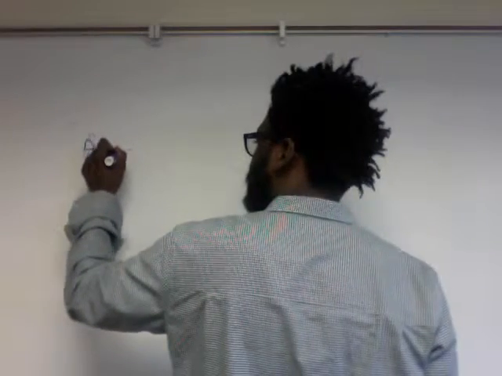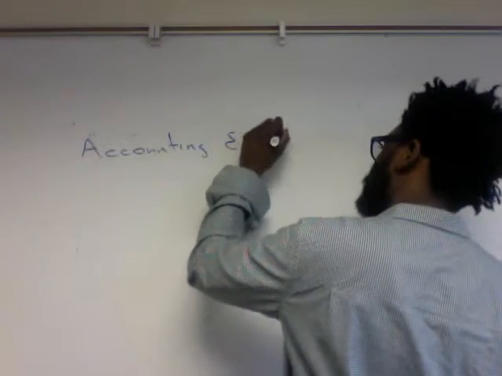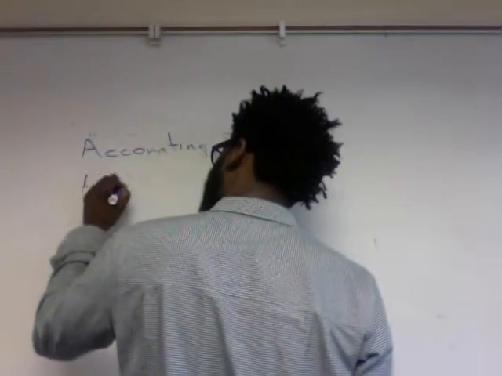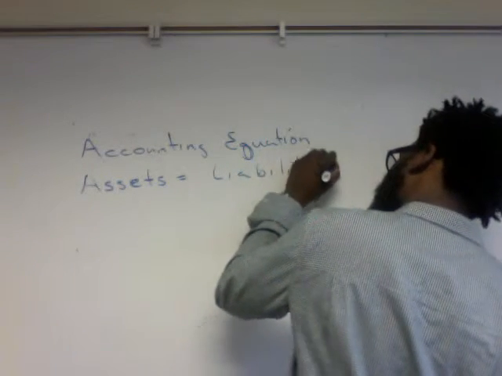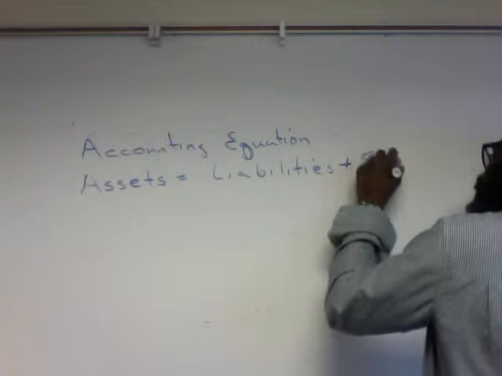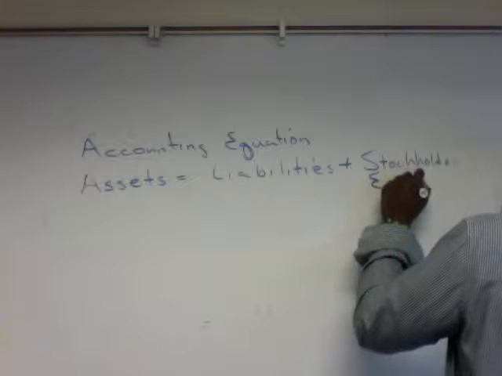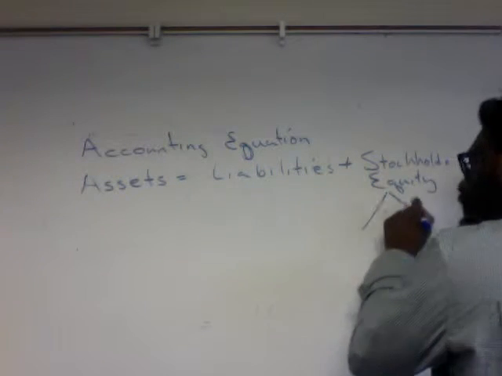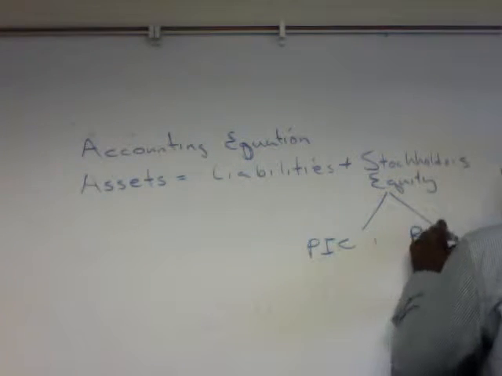is assets equals liabilities plus stockholders' equity. Assets equals liabilities plus stockholders' equity. And we say stockholders' equity is broken down into two parts: paid in capital and retained earnings.